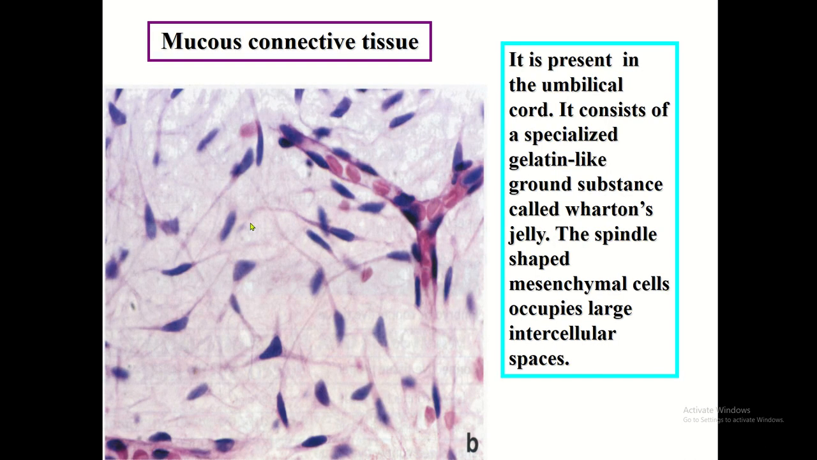The mucous connective tissue is present in the umbilical cord. It consists of a specialized gelatin-like ground substance called Wharton's jelly. The spindle-shaped mesenchymal cells occupy large intercellular spaces.